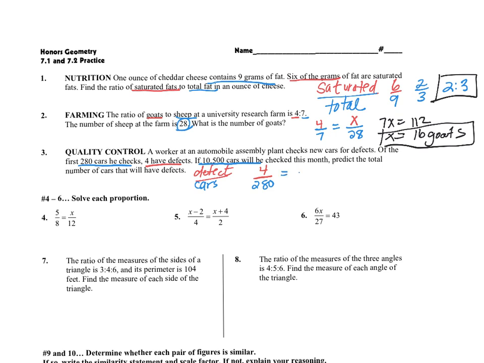And that is going to equal, we don't know how many are going to be defective, but we do know that 10,500 will be checked. And so this is the x, the unknown that we're looking for. We're going to cross multiply here, and that's going to give us 280x is equal to 42,000. If I divide that out, that is going to be 150, and those will be cars that have defects.